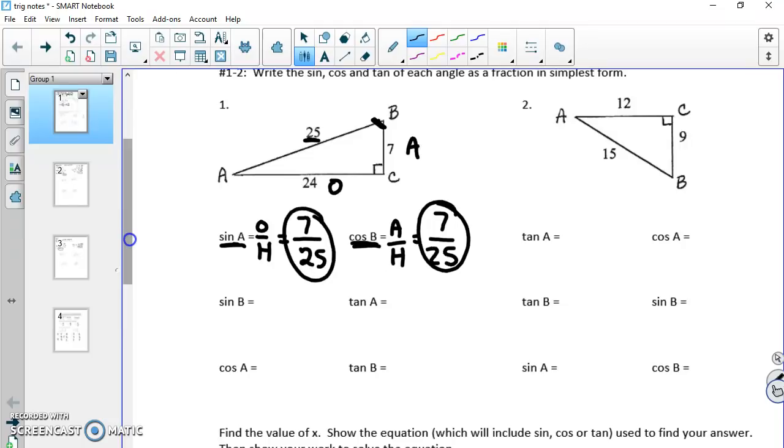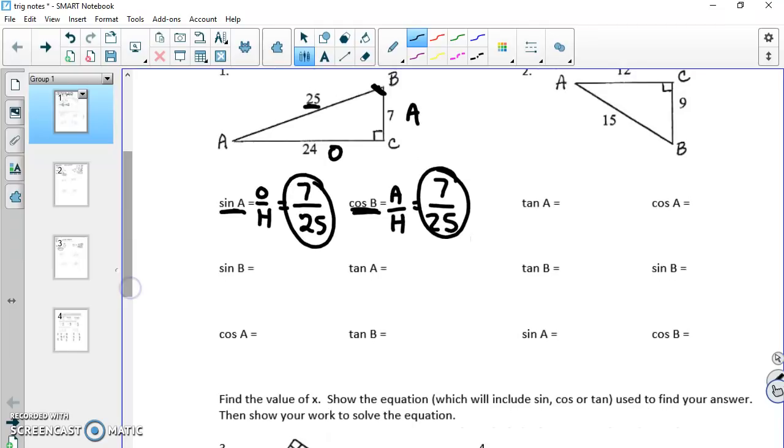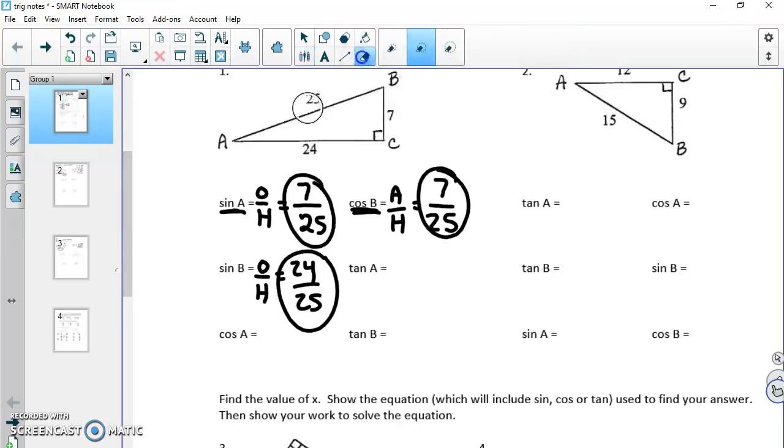Okay, let's go down to sine of B now, the next one. So this time we're using sine of angle B, opposite over hypotenuse. In relation to angle B, the opposite side is 24, and the hypotenuse is 25. Now tangent of A. This time, I'm going to erase those references again. Tangent is opposite over adjacent. So go to angle A. The opposite side is 7, and the adjacent side to A is 24.